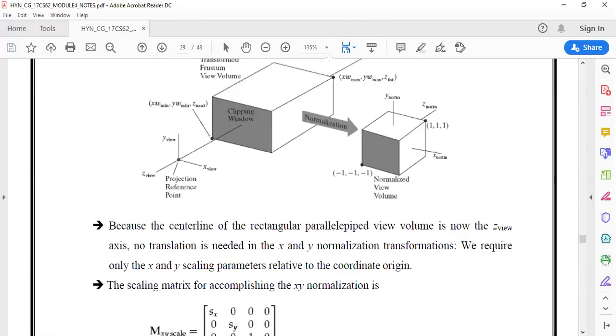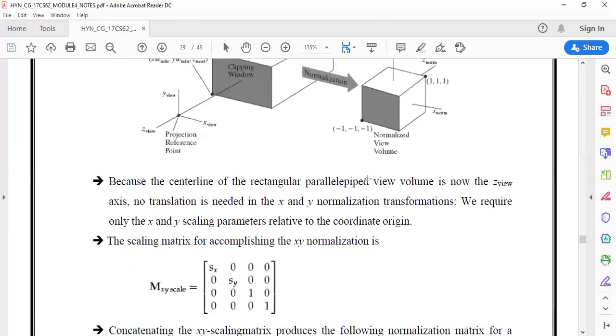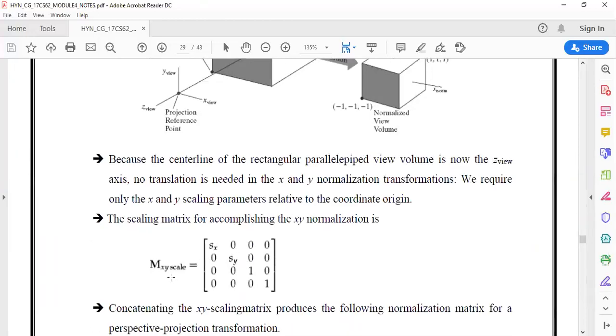I'm reducing the size of my rectangular to become a cube. That is why I'm going for scaling. As we know, scaling is for making it bigger or smaller, and translation is to shift the place. So I'm not doing any translation here. I'm just scaling the values of x and y so that my rectangular will become a unit cube. That is why I will go for the xy scaling matrix.